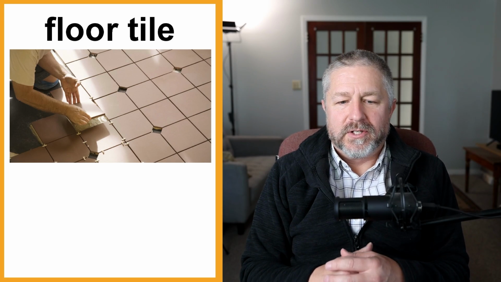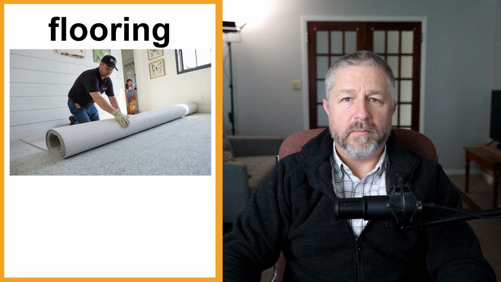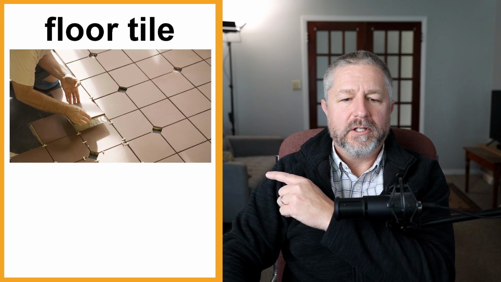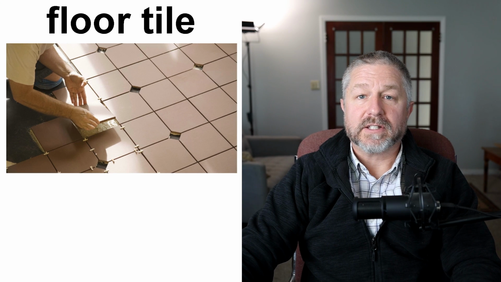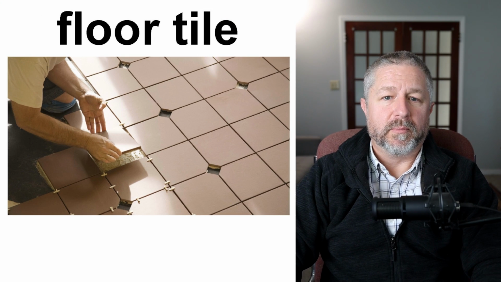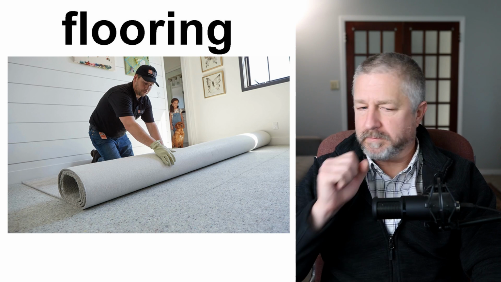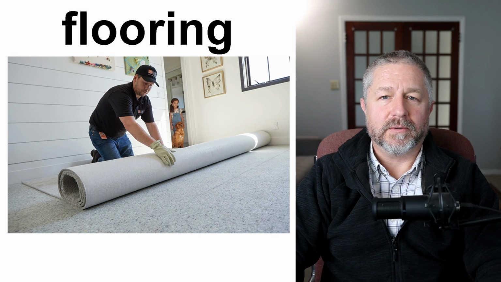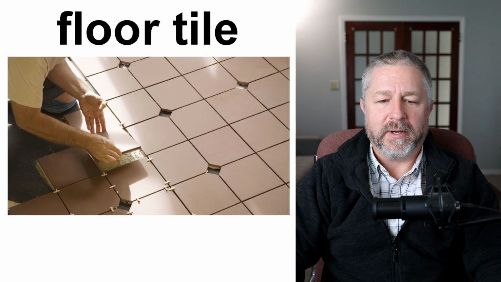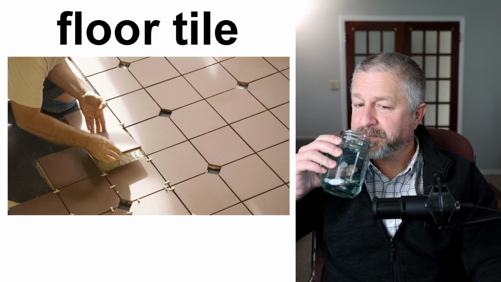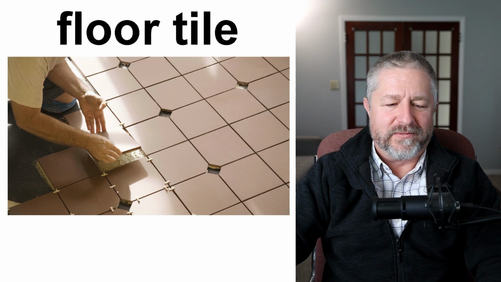Floor tile. So when you finish off a floor, you use all different kinds of flooring. You might use carpet like they're doing here. You might use floor tile like they're doing here. All of this would be referred to as flooring. So sometimes people put floor tile in their bathrooms. They might put other kinds of flooring in other parts of the house. They might even put hardwood flooring in their kitchens or other places. But anything that goes on the floor would be called flooring.